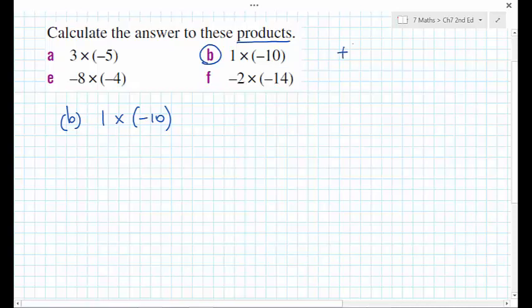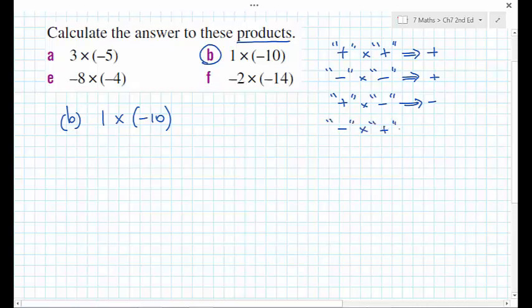So if I have a positive times a positive, what it gives me is a positive answer. If I have a negative times a negative, what it gives me is a positive answer. If I have a positive times a negative, it will give me a negative answer. If I have a negative times a positive, it will give me a negative answer as well.